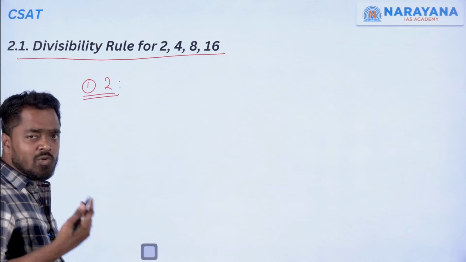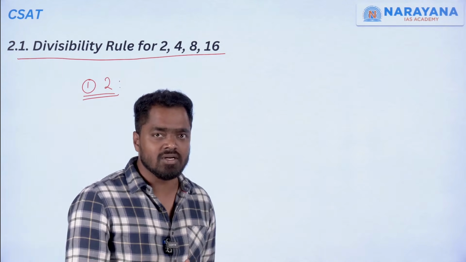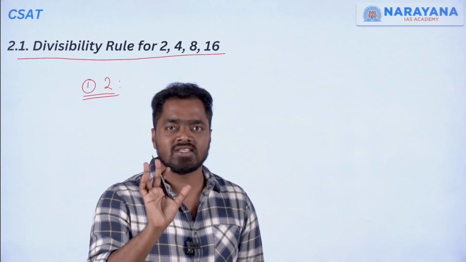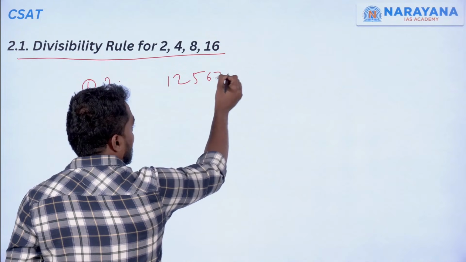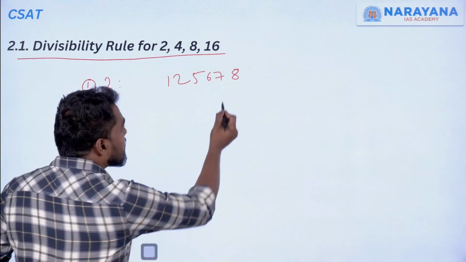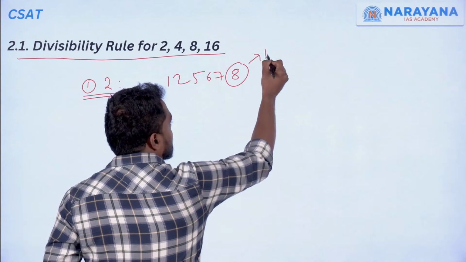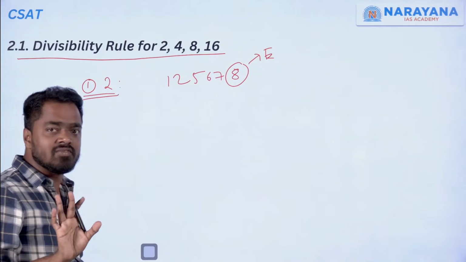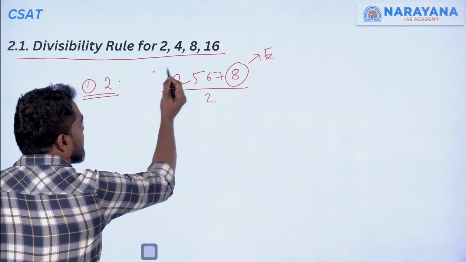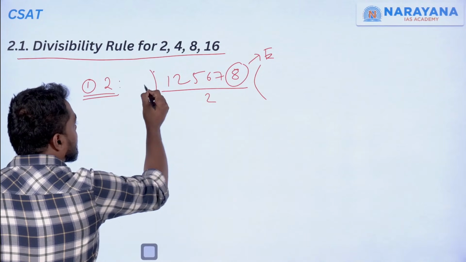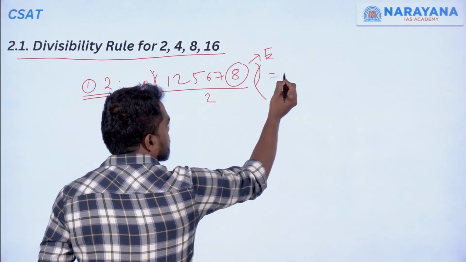What is the divisibility rule of 2? If there is any number whose unit digit is an even number, for example 1, 2, 5, 6, 7, 8, if the unit digit is an even number, then that number is divisible by 2. If you divide this number by 2, the remainder you will get is 0.